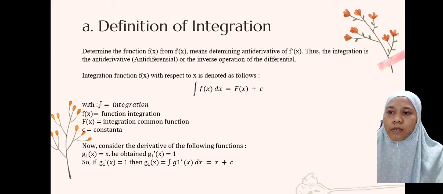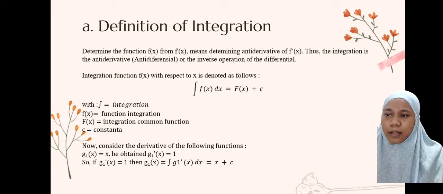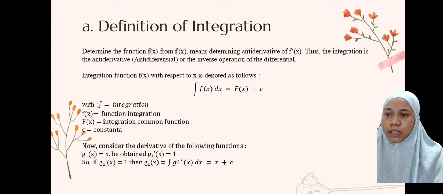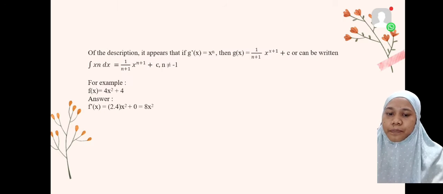Now consider the derivative of the following function. G1(x) equals x. We obtain G1'(x) equals 1. So, if G1'(x) equals 1, then G1(x) equals the integral of G1'(x) dx equals x plus a constant.